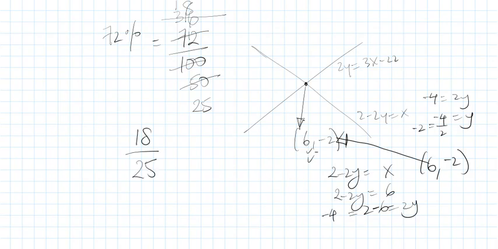Can we simplify more? No. Wait. By 3? You can't divide 25 by 3 though. 18, yes, but not 25. So I think that's where we stop. We can't go further. So that would be the first question where you had to write in simplest form.